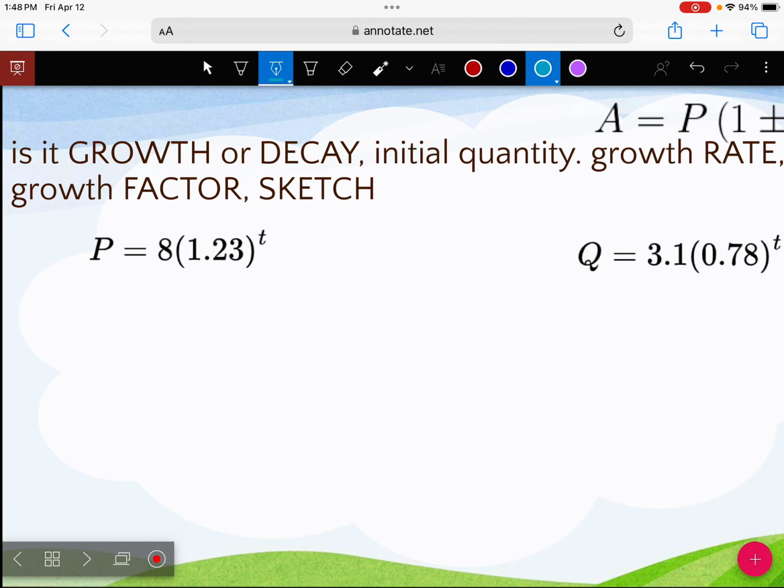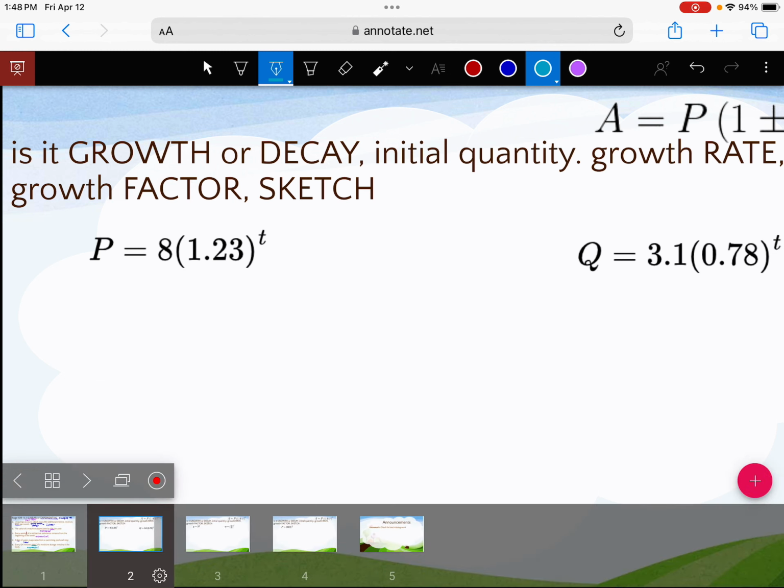And what we're going to do is we're going to figure out whether these are growth or decay, meaning whether it's growing or whether it's shrinking. We're going to figure out its initial quantity. We're going to find a growth rate. I'm going to describe what the growth factor is, and we're going to get a sketch. So there's a whole lot of pieces on here. And we're going to do it for as many of these as we can.